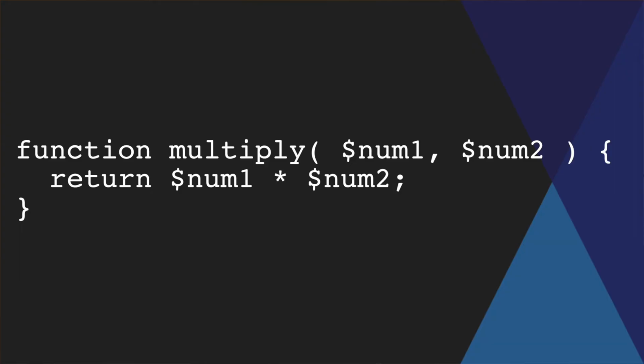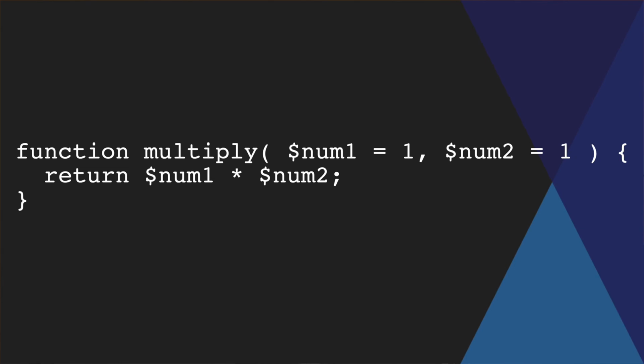Now let's go back to parameters. You can set variables for the function to use inside the parentheses of the function definition, and you can set as many as you want. So let's say we have a multiply function. We can create 2 parameters, num1 and num2. Then we can use these 2 variables inside our function to multiply the 2 numbers together and return the result.